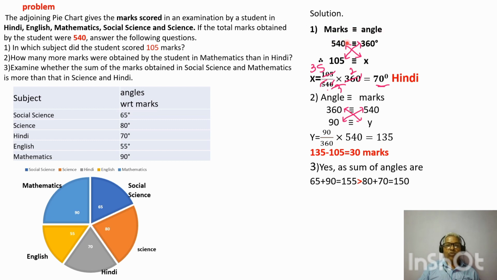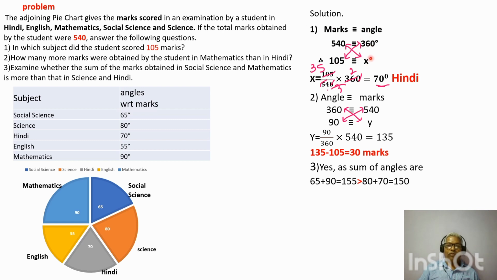For 540 are the total marks, so these correspond to 360 degrees, the total circle angle. Then 105 will correspond to x. Marks will come on one side. You can take either on this side or that side, but marks should come below marks and angle should come below angle.